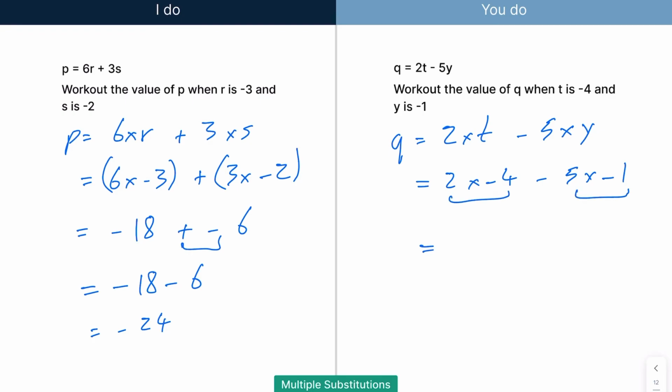4 times 2 is 8. So that's a negative 8. And then we have 5 times minus 1. So that just gives us minus 5, and these two negatives become a positive, so that becomes minus 8 plus 5, and that leaves us with the final answer of positive 3.